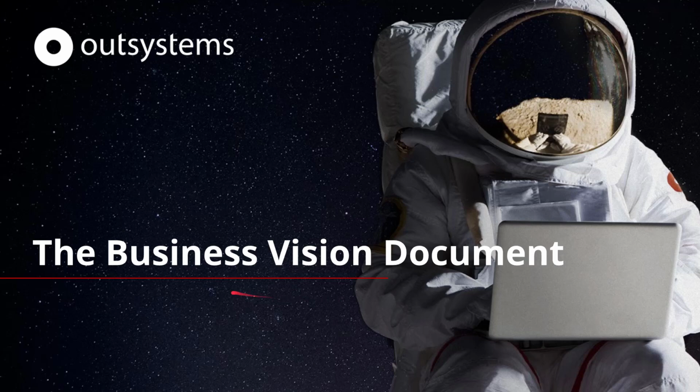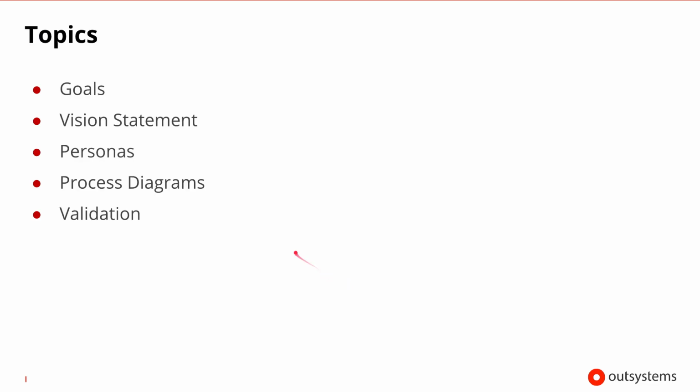Welcome to this session on the Business Vision document. In this session, we'll discuss the various sections of the Business Vision document that need to be created, which include the goals, the vision statement, describing the personas, creating process diagrams, and then finally we'll finish up by discussing how the document should be validated. So let's go ahead and get started.